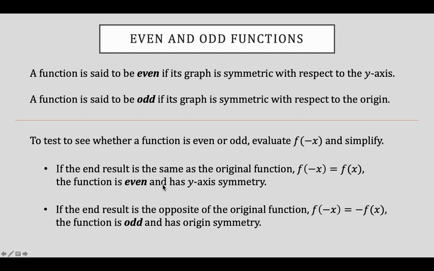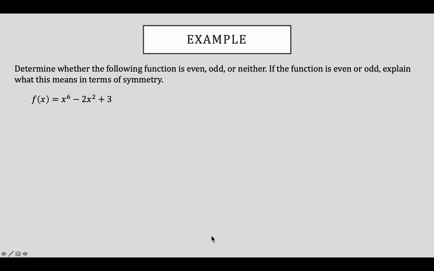If the end result is the same as the original function, in other words, plugging in negative x gave out the exact same thing as the original function f of x, the function is even and it will have y-axis symmetry. If the end result is the opposite, that's negative 1 times the original function, f of negative x is equal to negative f of x, this tells me that plugging in negative x results in negative 1 times the original function. The function is odd, and therefore it is going to have origin symmetry.